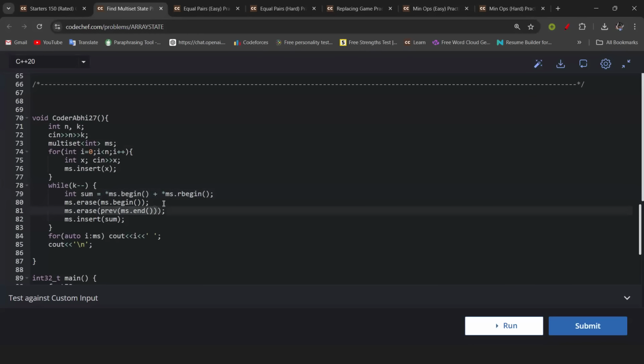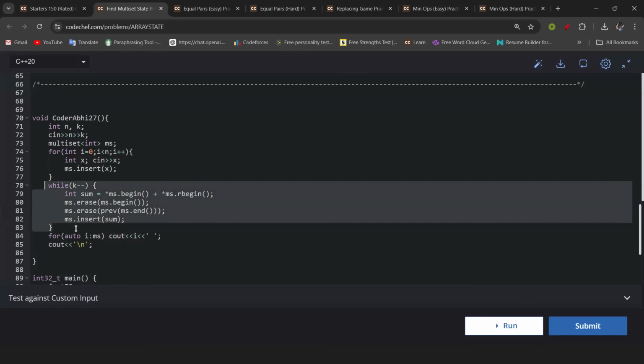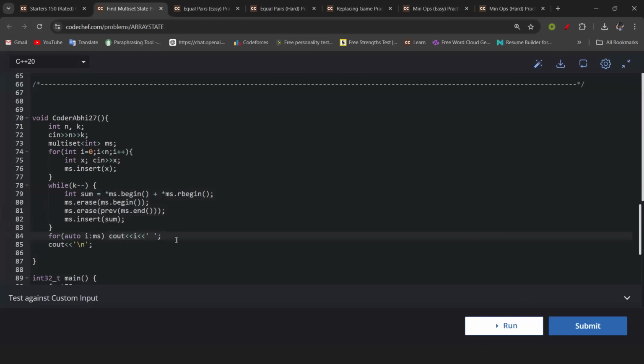I hope if you know about the iterators in multiset, it would be clear. So we erased the first and last element of the multiset and we inserted the sum of them. So we did that k times, and whatever we got at the end, we printed that. So a very basic problem.